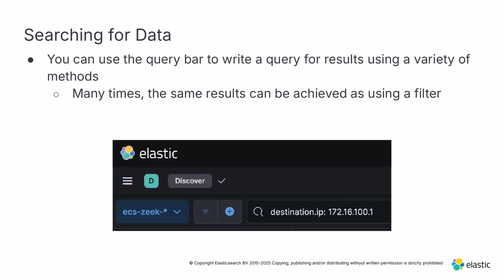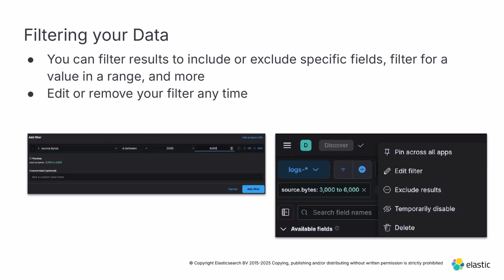Query data using Lucene, KQL, or ES|QL. We'll learn query writing next, though filters often achieve the same results. Additional filter operations include Pin Across Apps, which maintains filters across Kibana applications, Edit Filter, which modifies operators, values, or adds filters, Include or exclude results, temporarily disable or enable, and delete or remove filters.